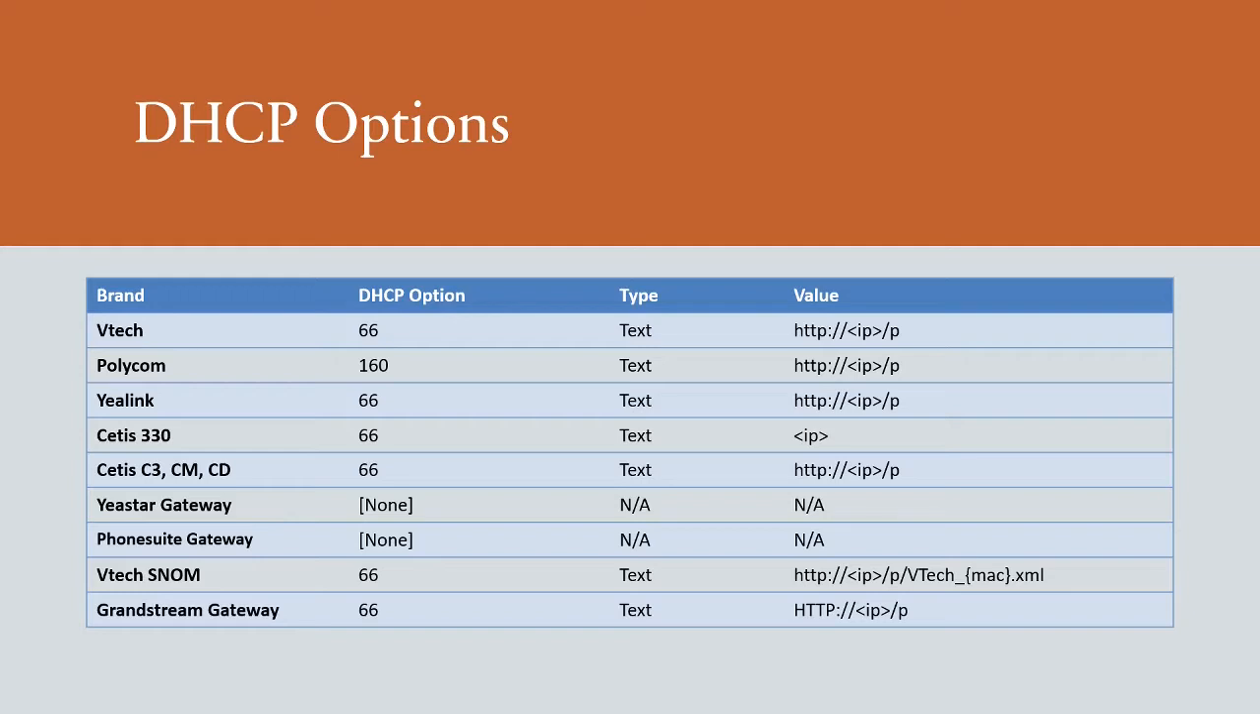Note also the values that are included. Usually is HTTP and then the IP address /p, as we saw in the last screen. Sometimes, though, you'll need additional information. Like with the VTech SNOM phones, you'll need to add that additional information where it says VTech_Mac.xml. That's the text that you'll need to include. Note also with the Grandstream gateways, they require the HTTP to be all caps. Again, reasons unknown, but there you go.